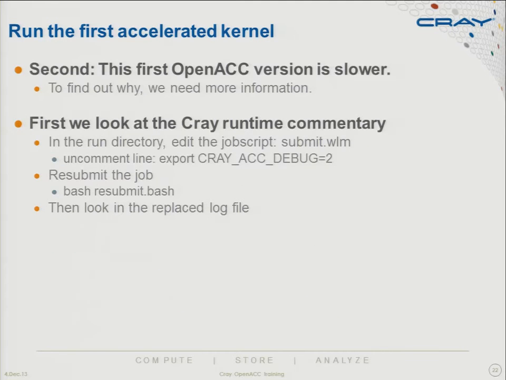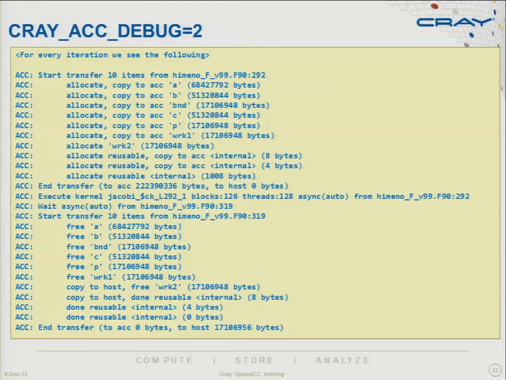Why is this slower? Well, there's different ways we could find out about this. We need some information. The first thing we can look at is the Cray compiler runtime commentary. If you look at the job script, you'll see there's a line in there which says export CrayACC debug equals 2, an environment variable, which is commented out. If you uncomment that and resubmit the job, and for convenience there's a script there to just resubmit the job, you've got a practical session to do all of this, then rerun it.